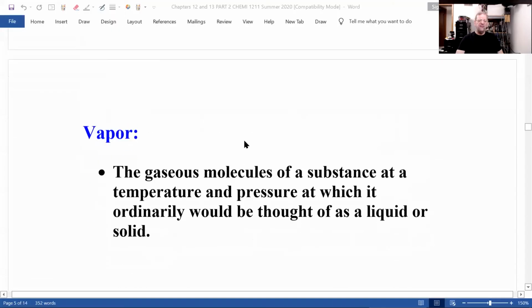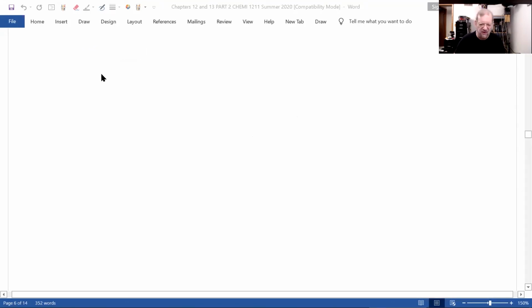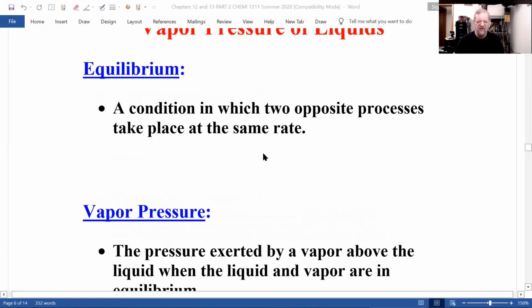Now, let's talk about, again, this definition you don't have to know, but what's vapor? That's gas molecules of a substance at temperature and pressure, which would normally be a liquid or a solid. When we talk about water vapor in the air, which we call a special name, humidity, well, the boiling point of water is 100 degrees C, but if you're walking around in the summer and it's very humid, a lot of water vapor, it's not 100 degrees C, and that's why we call it water vapor. Now, there's something called equilibrium. That's when 2 opposite processes take place.